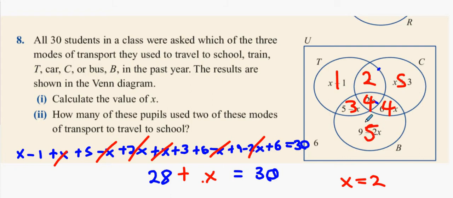How many pupils used 2 of these modes of transport? We're assuming 2 only, aren't we? 2 only, guys? 2, 4, and 3, and that will equal 9. Everybody good with that? Any questions? We all good? Yes? Yeah, go for it.